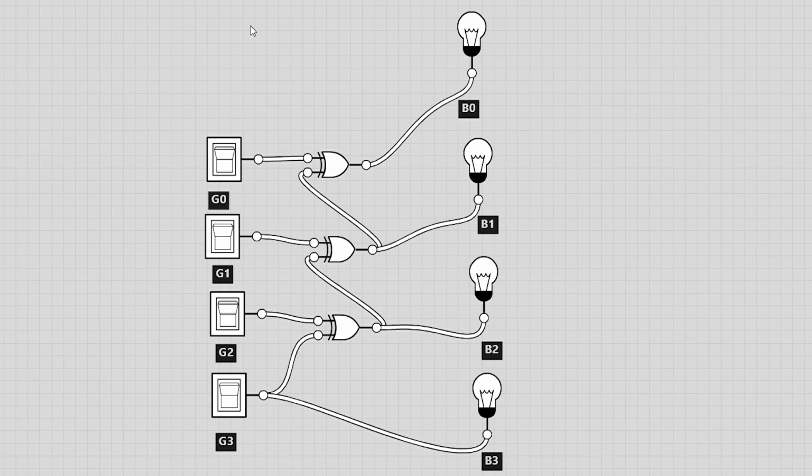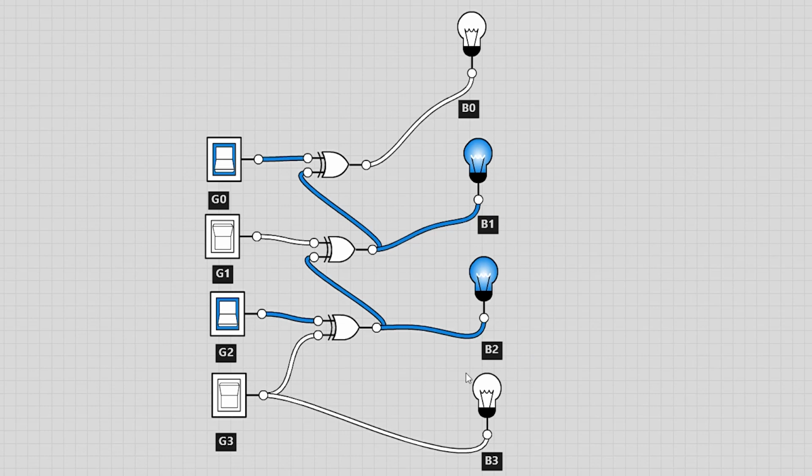Now we are going to check only 4 inputs and outputs to check whether both the solutions are the same. Here we are going to give G3 as 0, G2 is 0, G1 is 0, G0 is 1. Hence the value B3 will be 0, B2 will be 0, B1 will be 0, B0 will be 1. Now again we are going to give a different input. G3 will be 0, G2 will be 1, G1 will be 0, G0 will be 1.